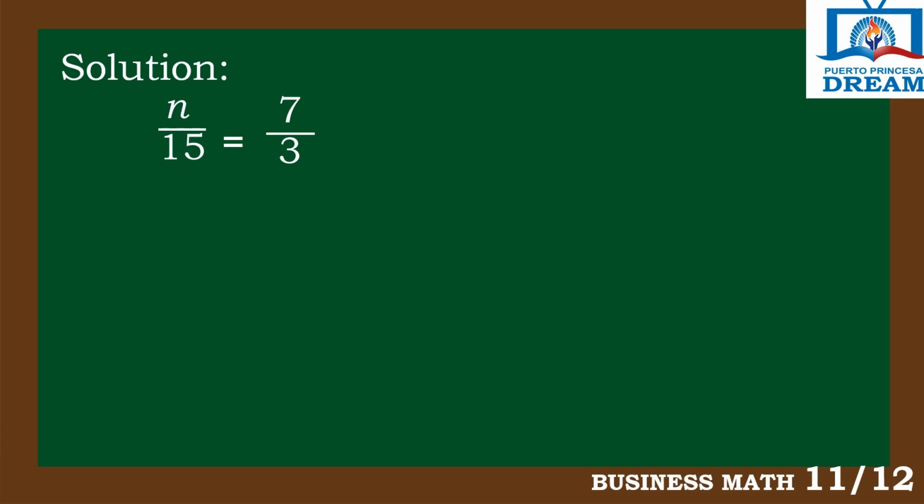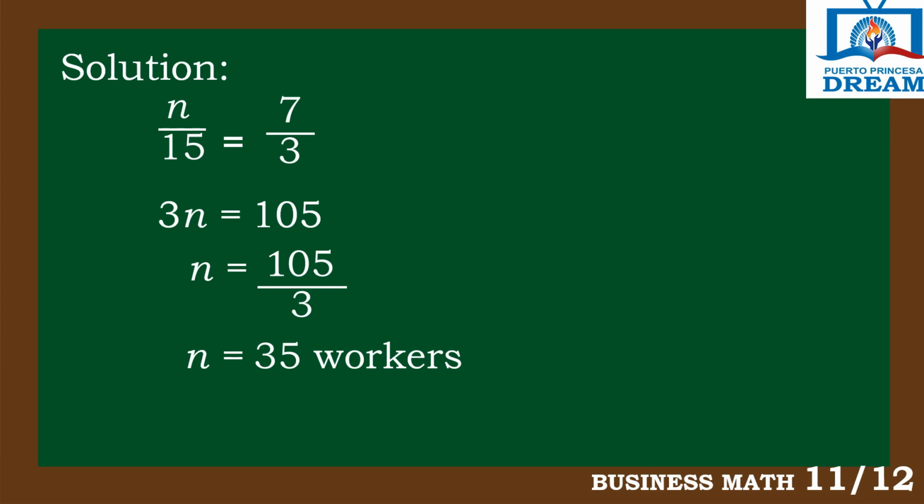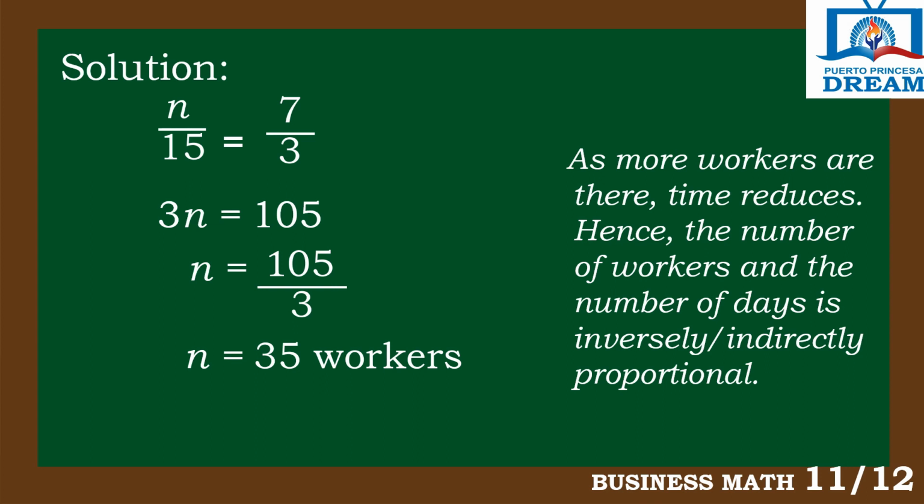We cross multiply 3 and N, and then 7 and 15, which is 105. So the product is then divided by 3 to find N. So that's N is equal to 105 over 3. And the result would be N is equal to 35 workers. As more workers are there, time reduces. Hence, the number of workers and the number of days is inversely or indirectly proportional.